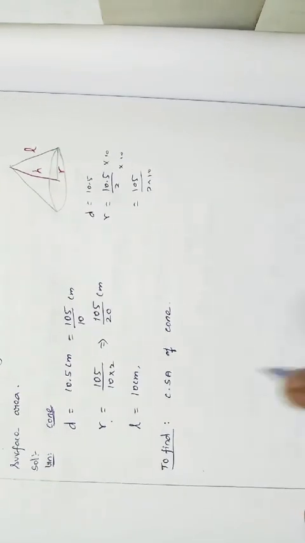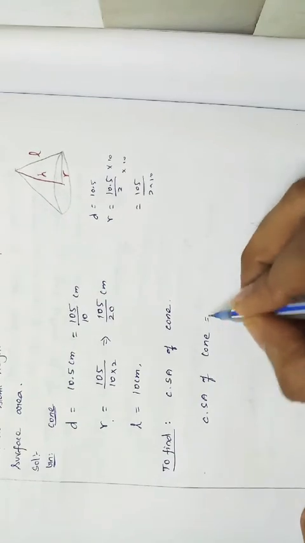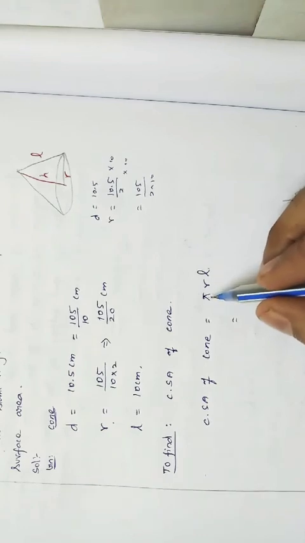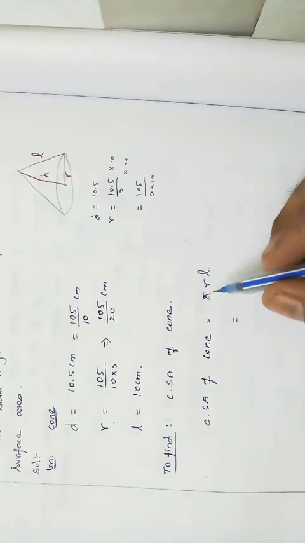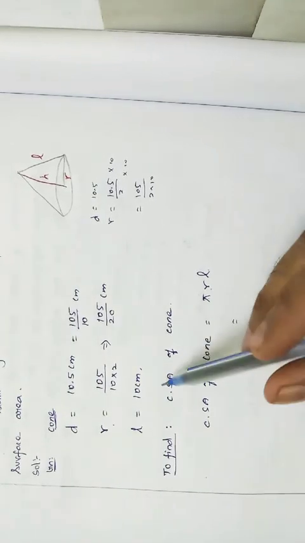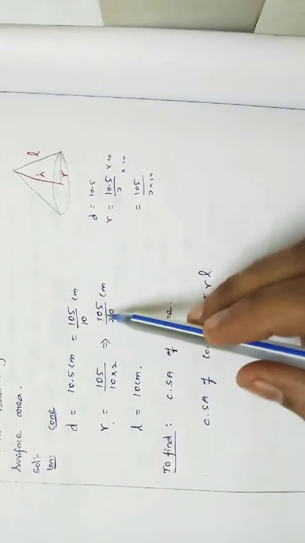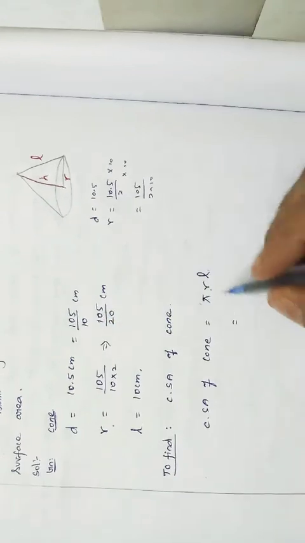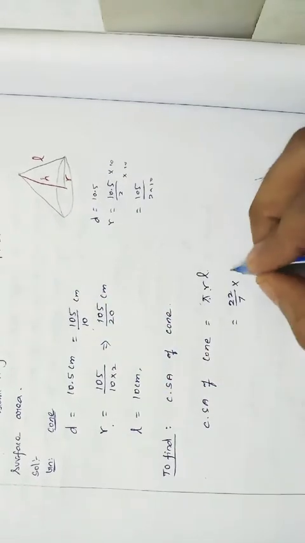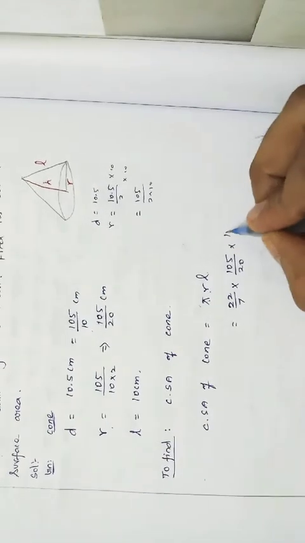To find the curved surface area of a cone, we already know the formula. CSA of cone is equal to pi r L, right? For pi we have two values, one is 22 by 7 and another is 3.14. Here, if either r or L is a multiple of 7, then we can use pi is equal to 22 by 7. Here the radius has 105, which is a multiple of 7, right? So I am taking pi is equal to 22 by 7 into radius 105 divided by 20 into L, which is 10, right?